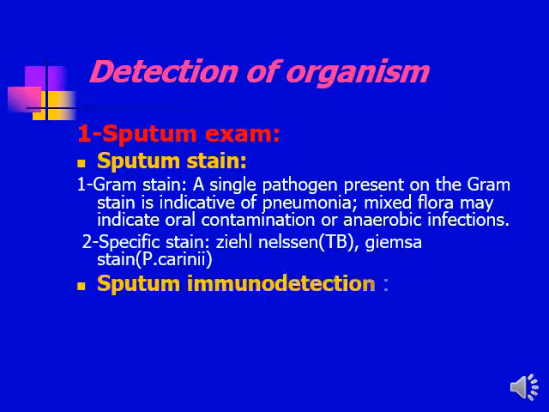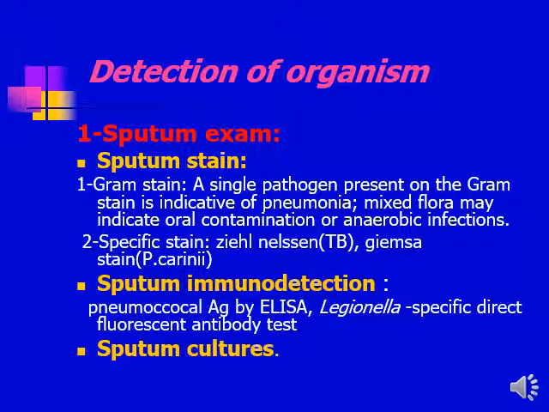More investigation to be done is sputum examination to give me an idea about the organism. I may take this sputum and do a Gram stain for gram positive organisms, or the Ziehl-Neelsen stain to assess TB, or the Giemsa stain for Pneumocystis jirovecii. I can do sputum immunodetection or sputum culture. All this will give me a good clue about the organism causing my pneumonia, and again this will be very important in my treatment decision.